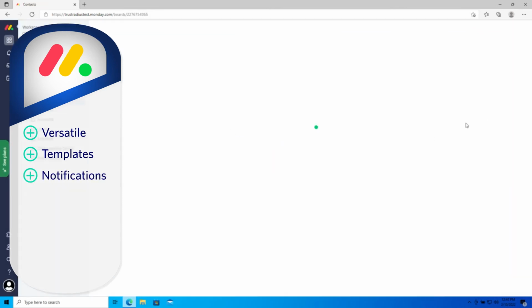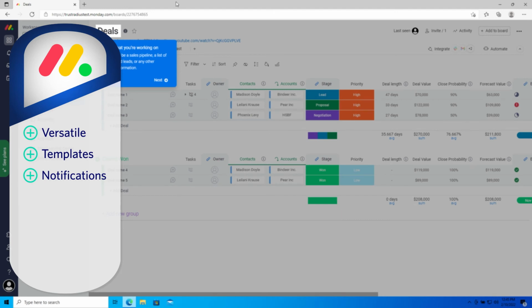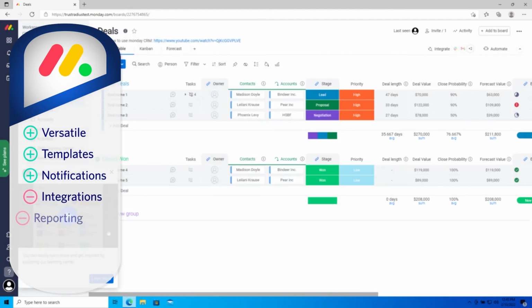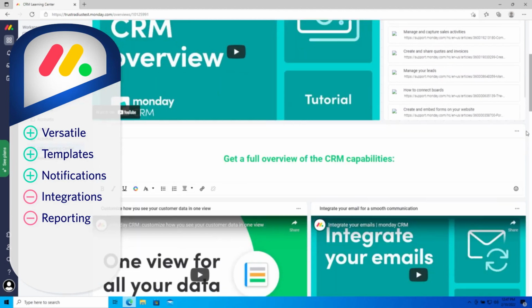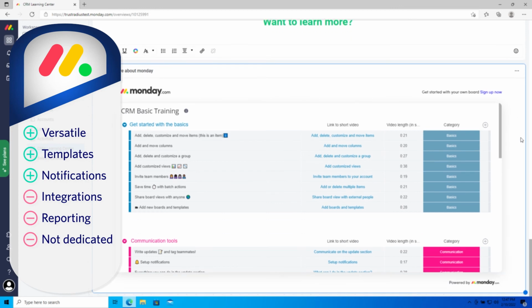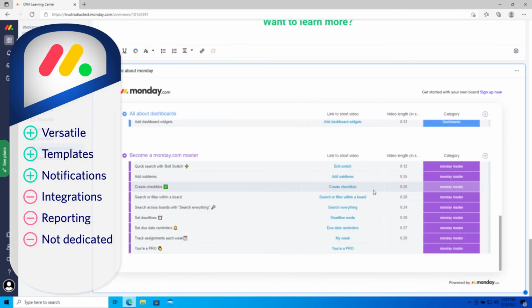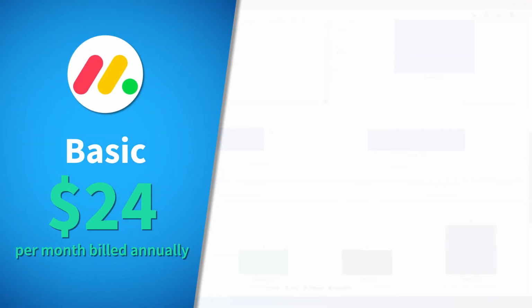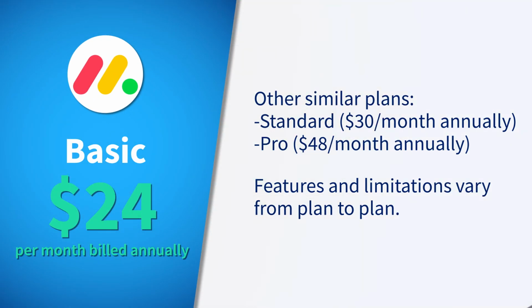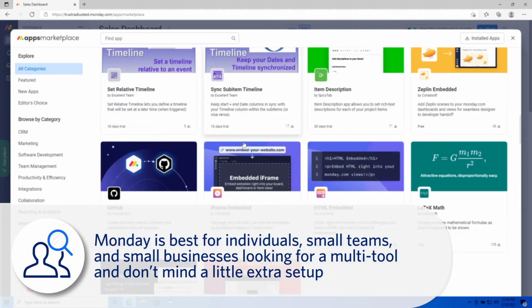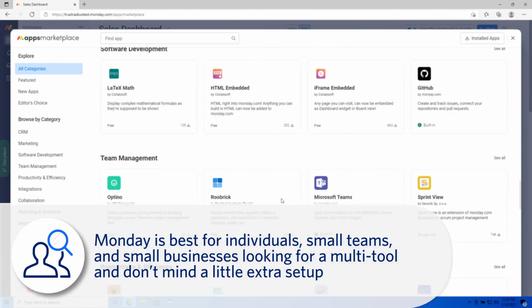While there is a lot of potential with Monday.com, users find that the integrations are either limited or not robust enough to meet their standards. Reporting functions are also limited, which compared to other CRMs could be a cause for concern. That being said, Monday.com is not a dedicated CRM, and if it is being considered, it is most likely solving for other organizational issues. Paid plans start at $24 a month, billed annually, and Monday is best suited for individuals, small teams, and small businesses looking for a multi-tool and don't mind a little extra setup.